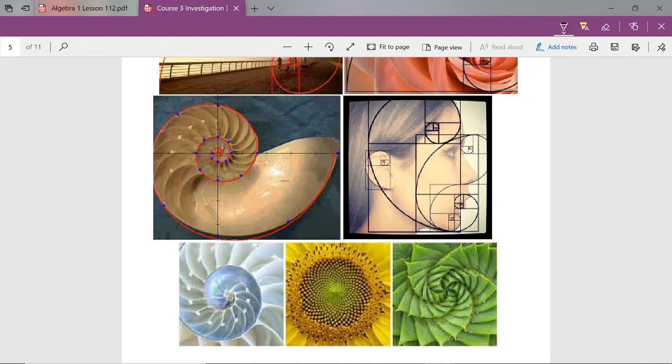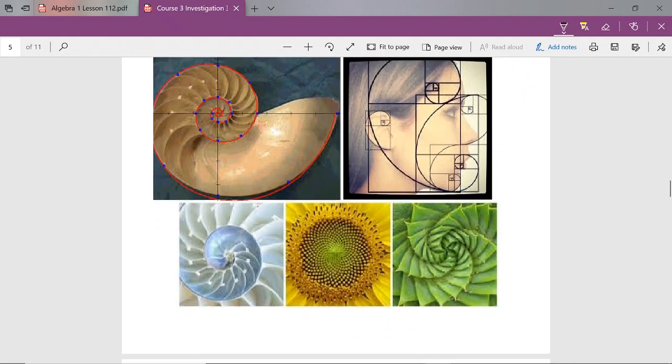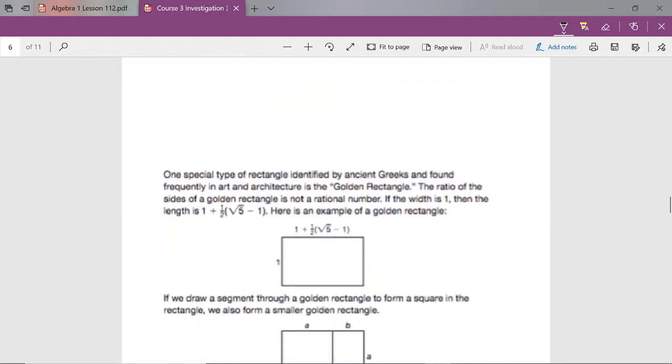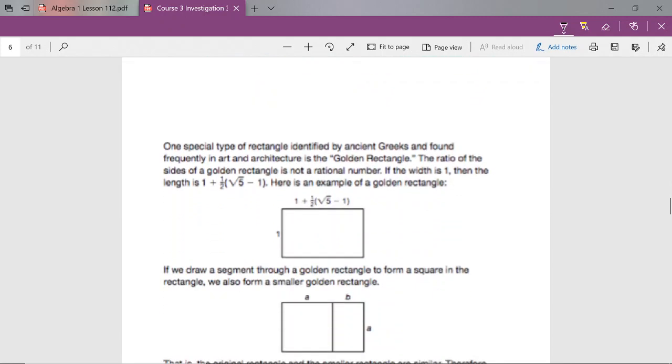What you can see here is this pattern of a swirl that works with the golden ratio and the Fibonacci sequence in order to describe this pattern that we see a lot. So if you can, plug in that URL to YouTube and watch about it, but in this lesson, it explains it a little bit, and it says one special type of rectangle identified by ancient Greeks and found frequently in art and architecture is the golden rectangle.